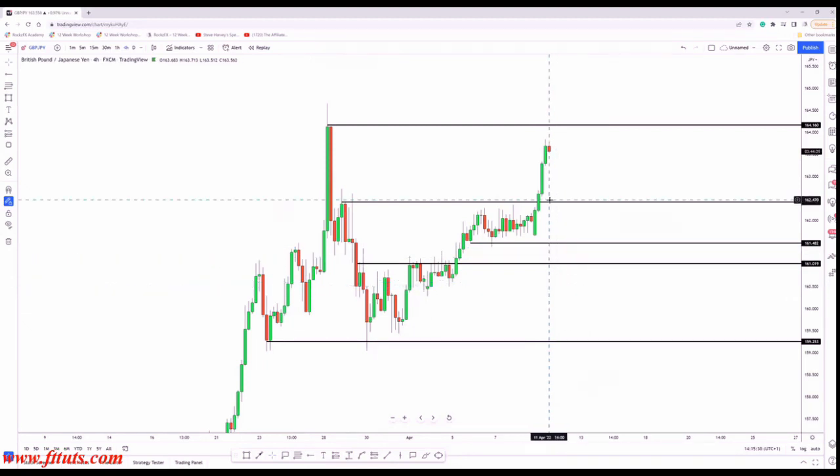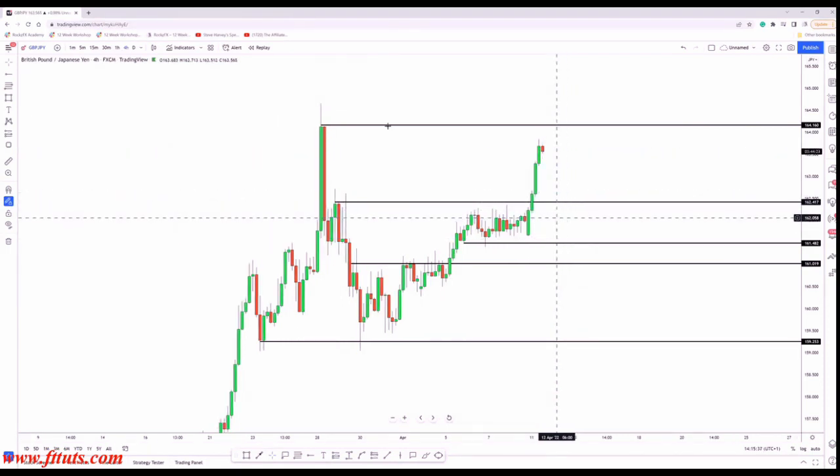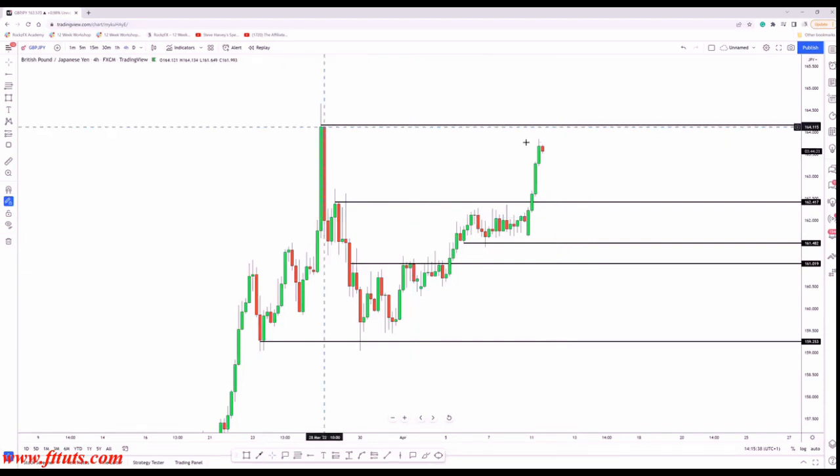If we get that break, then we expect targets to get to 164. I doubt price will go any higher because, based on the outlook, this is the recent high that was put in around the 28th of March, and I do think we might have a reversal around this area.